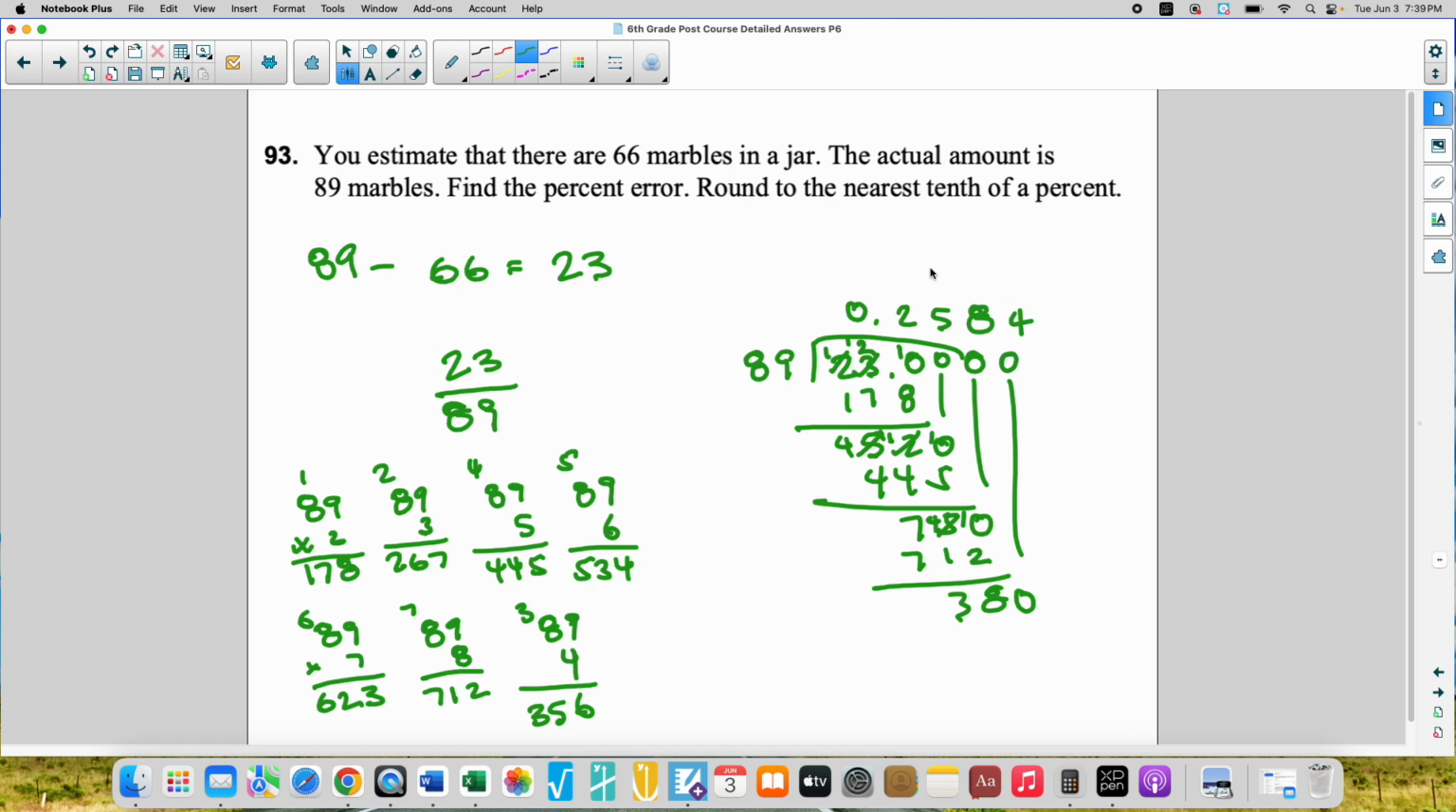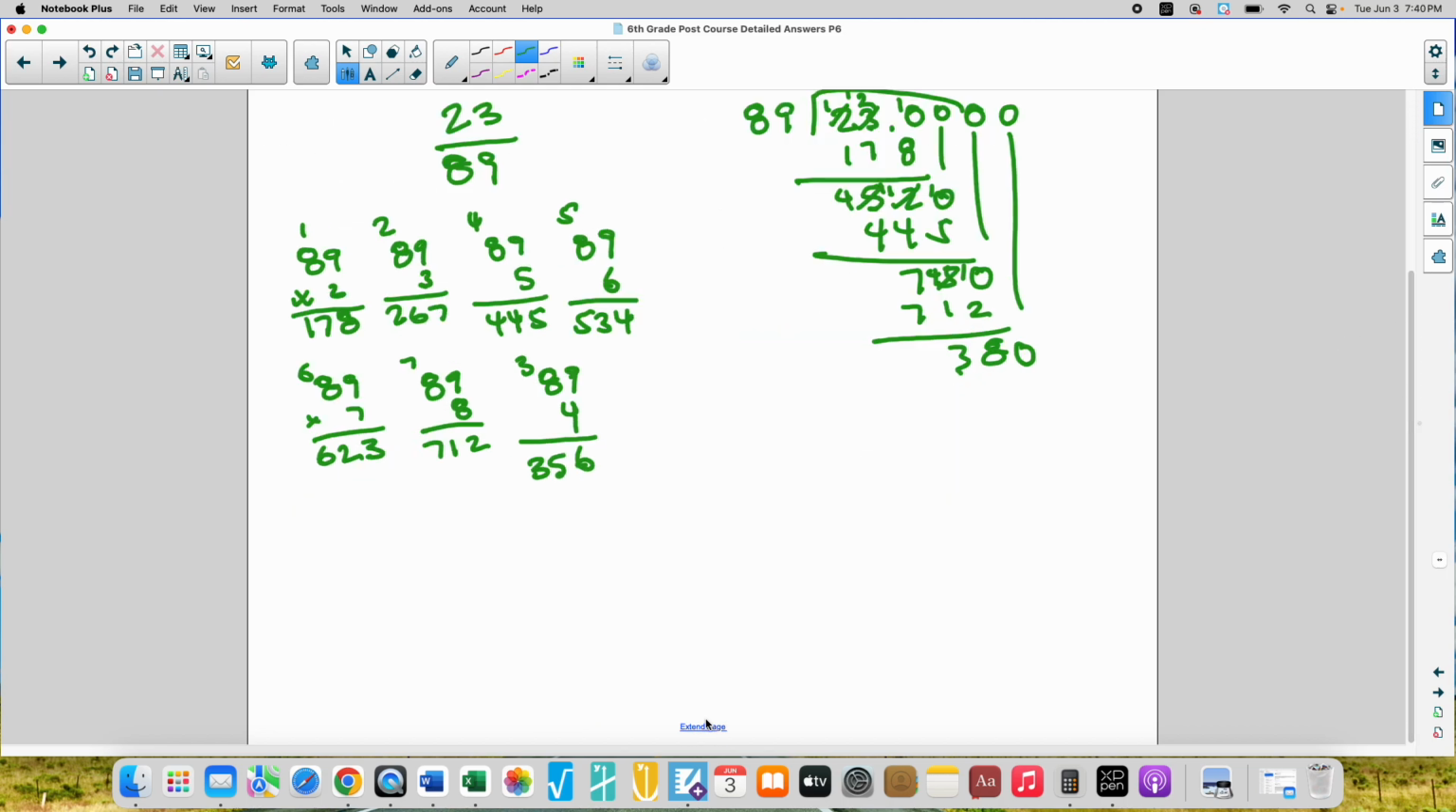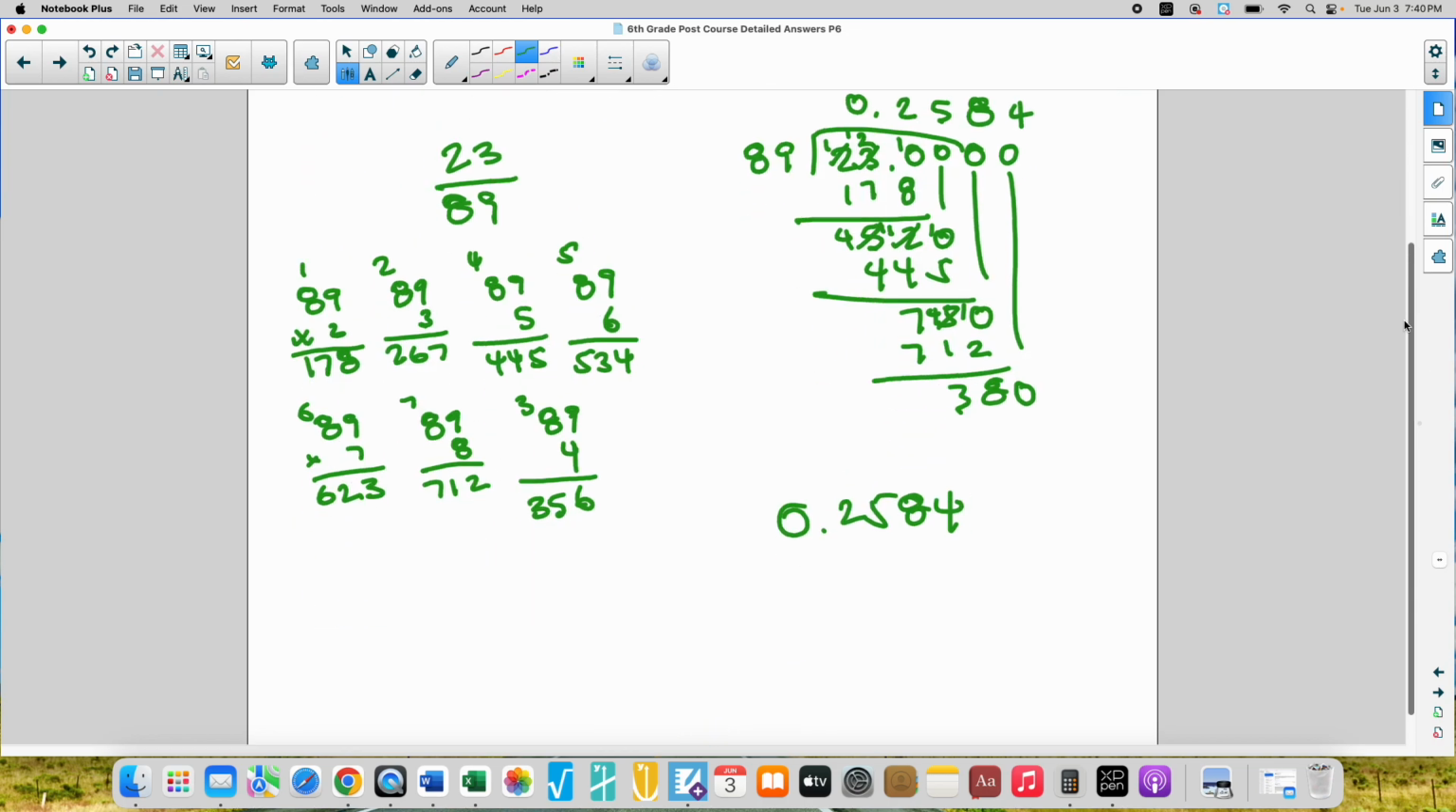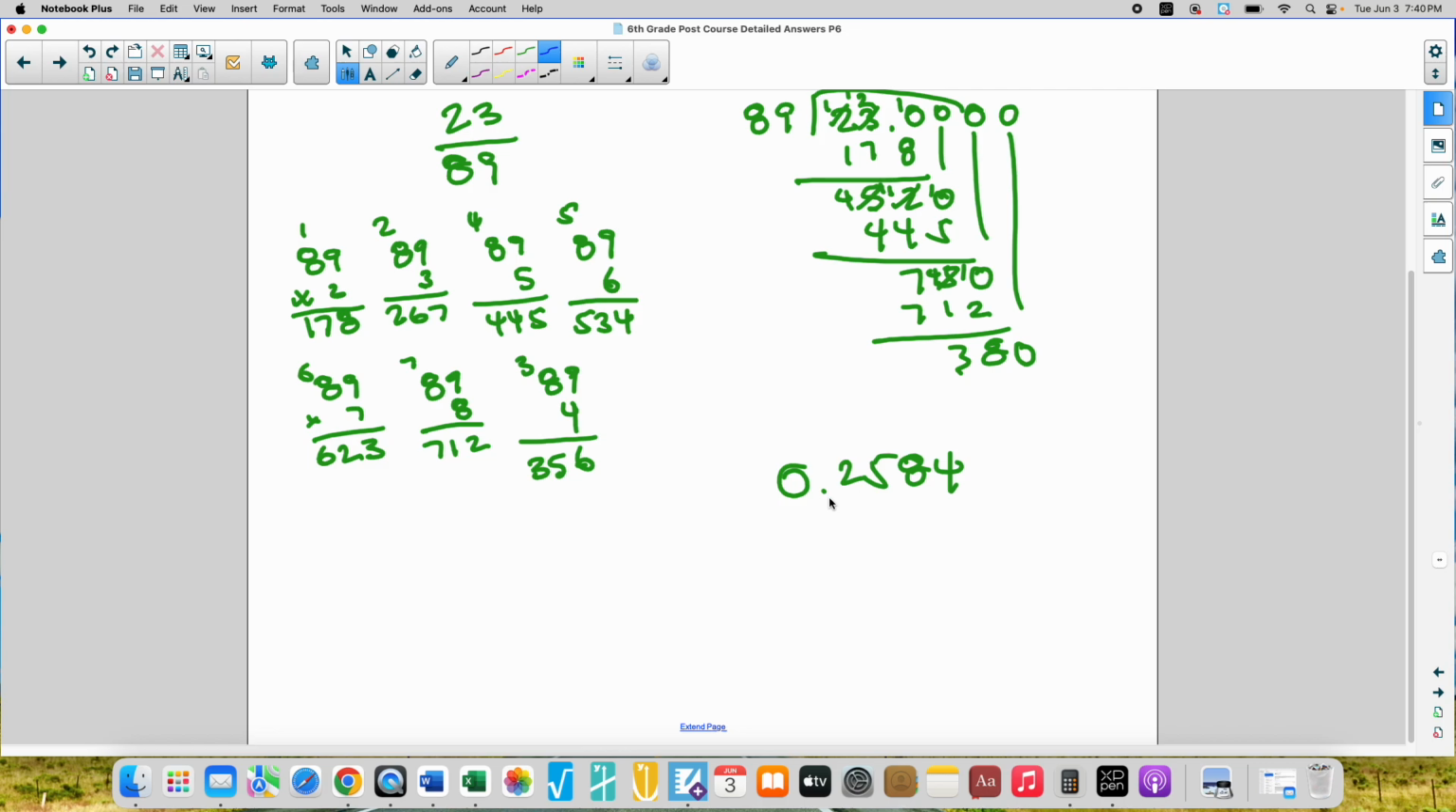So that's as far as I need to go because my decimal value, let's do this down here. My decimal value is 0.2584, I think we said. So if I move my decimal to turn it to a percent, 1, 2, that value now is 25.84%. And remember, it said round to the nearest tenth. So I had to go out to that value to look to see if I'm rounding it to 8 or 9. So my answer is going to be 25.8% error.